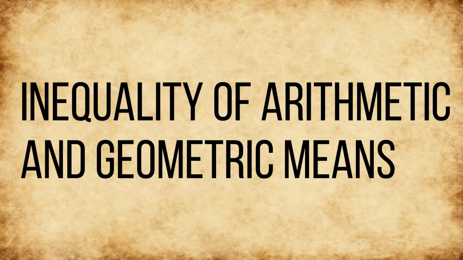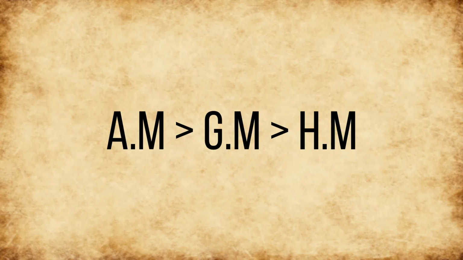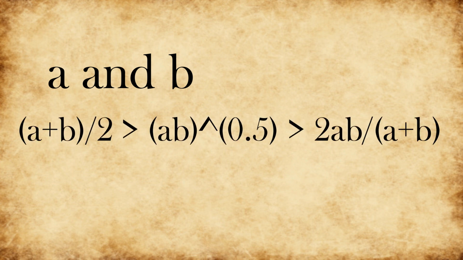Another important inequality which is widely used is that for any given number, the arithmetic mean is greater than the geometric mean, which is greater than the harmonic mean. That is, for any two numbers a and b, a plus b by 2 is greater than root of ab, which is greater than 2ab by a plus b.